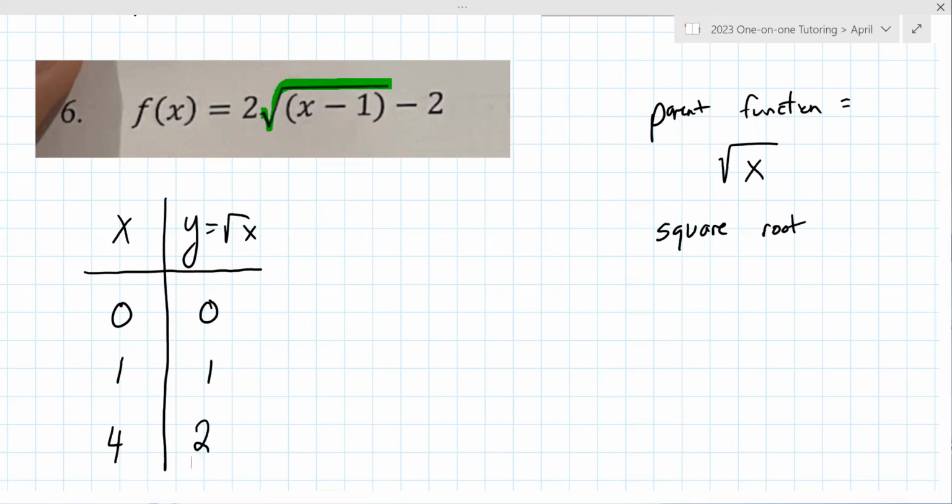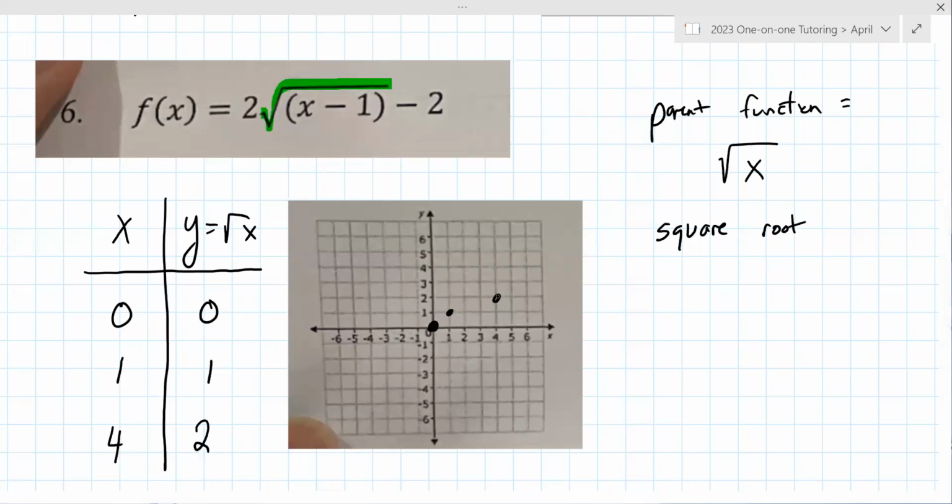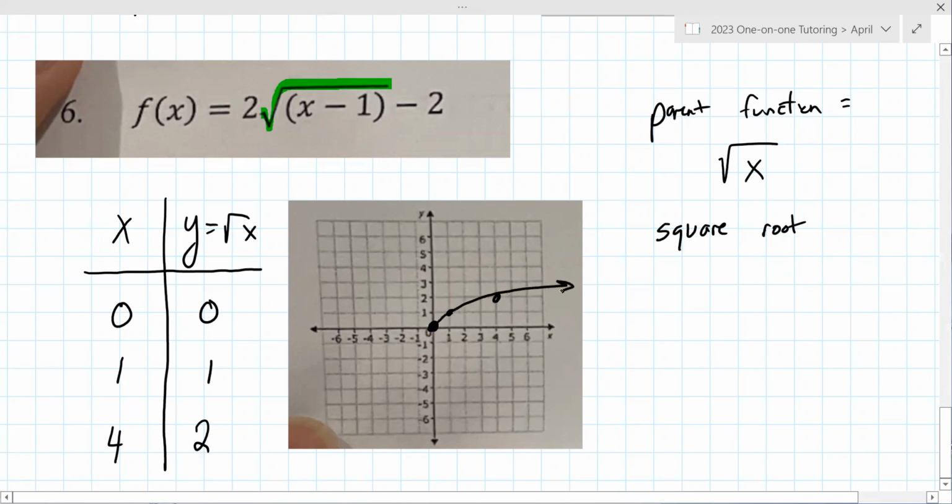All right. So we're going to graph this, the first one here. We're going to graph 0, 0, 1, 1, and 4, 2. So this time it's to the right. It's just to the right like this. There's nothing underneath. It's just to the right. Yep, that's right.